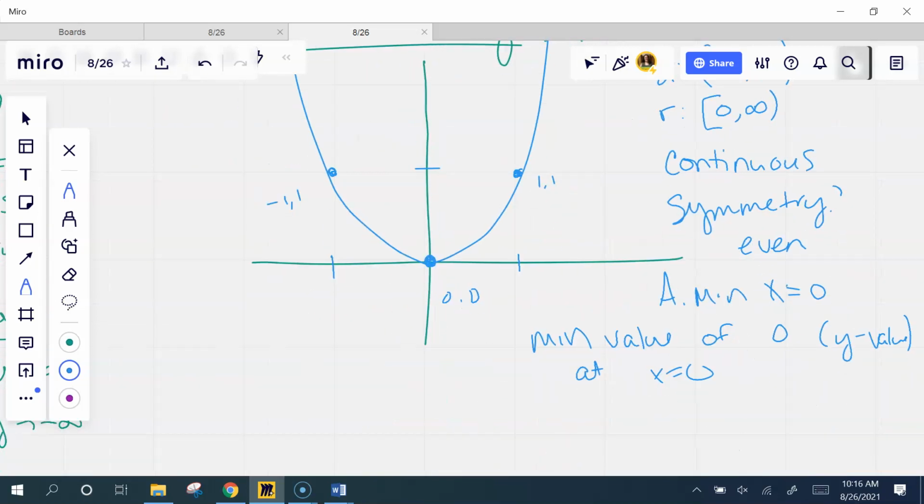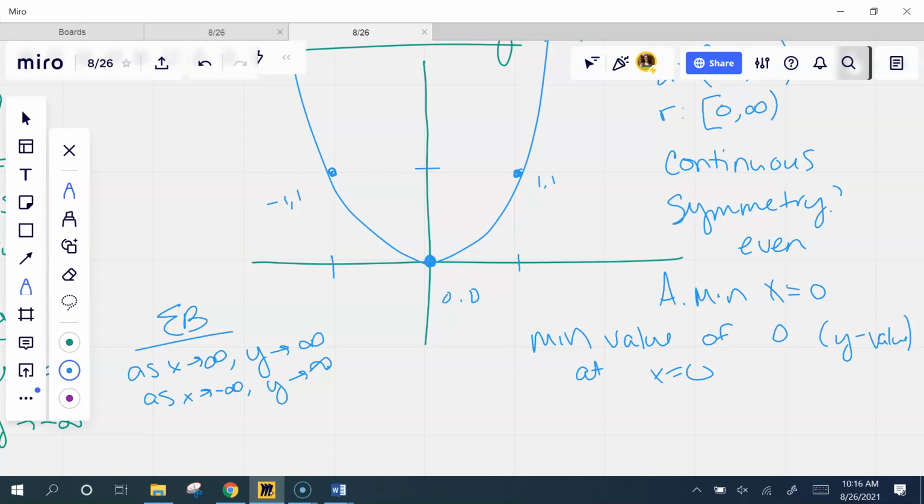All right. End behavior: as x approaches infinity, what does y do? That's right. How about as x approaches negative infinity? Infinity. Questions, comments, concerns? Good.